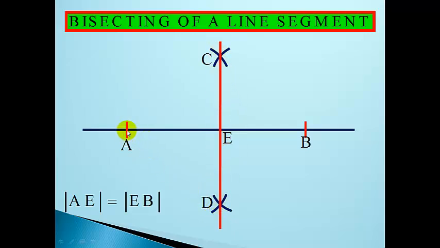The distance from A to E is equal to the distance from E to B. That means that we have bisected the line AB into two equal lengths. That is, the length of AE is now equal to the length of EB. That is how we bisect a line segment.